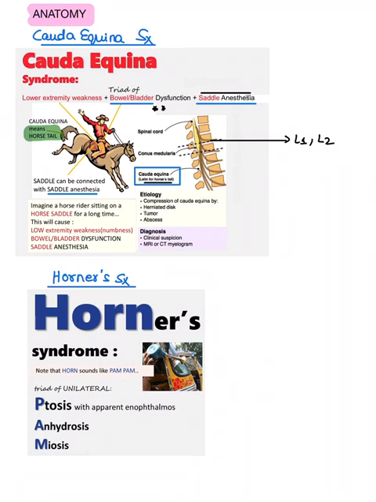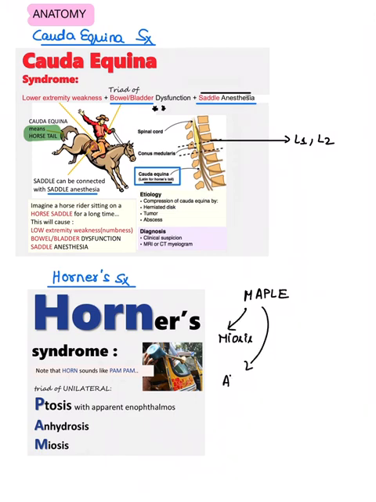Now coming on to Horner syndrome. See, in Horner syndrome, what happens? There is compression of the sympathetic chain. So you have symptoms which you can remember by the mnemonic MAPLE or AMPLE. Okay, so what happens? M is miosis, that is constriction of the pupil.